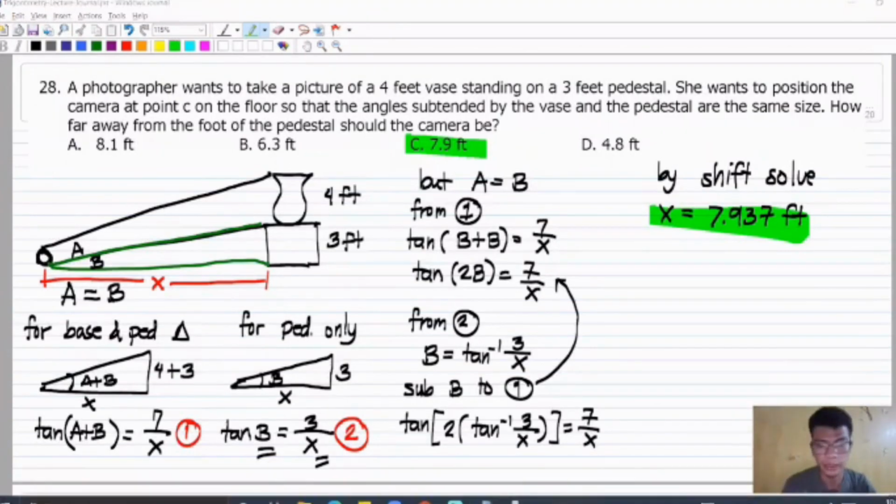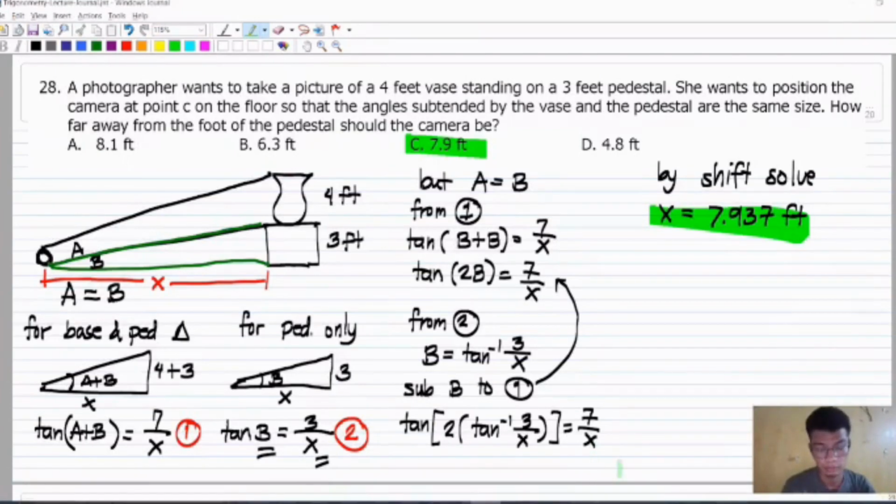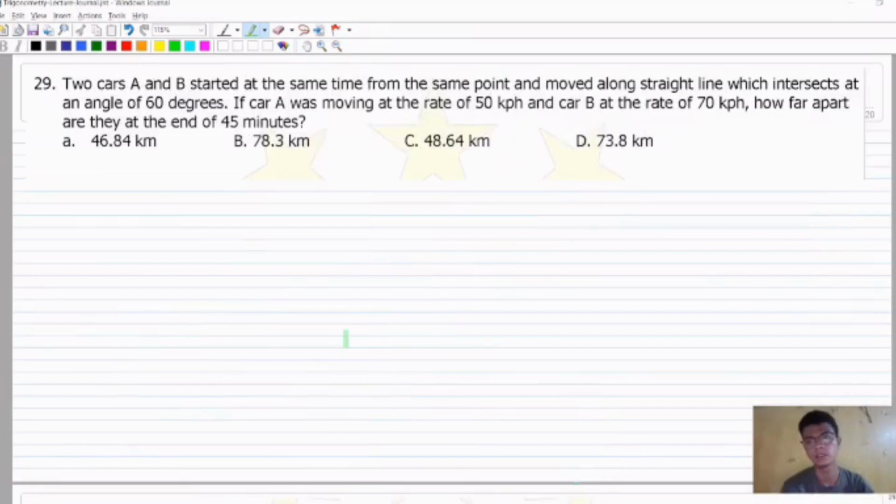Number 29. Two cars, A and B, started at the same time from the same point. Drawing na natin yung same point na sinasabi. Ito. And they move along straight lines which intersect at an angle of 60 degrees.